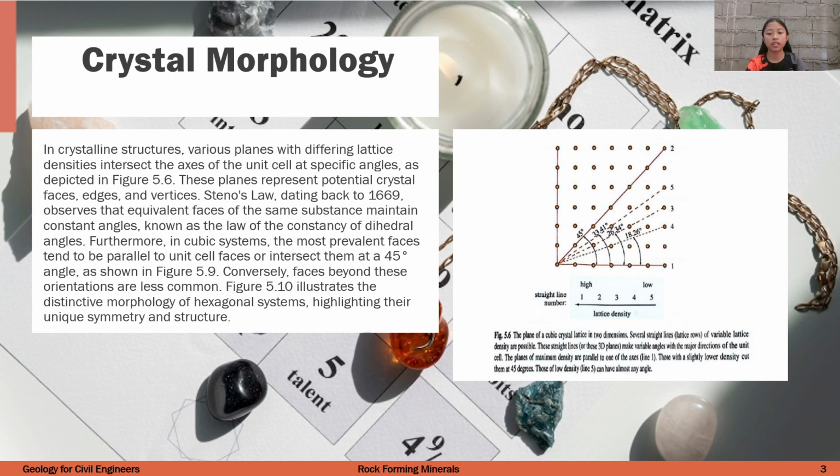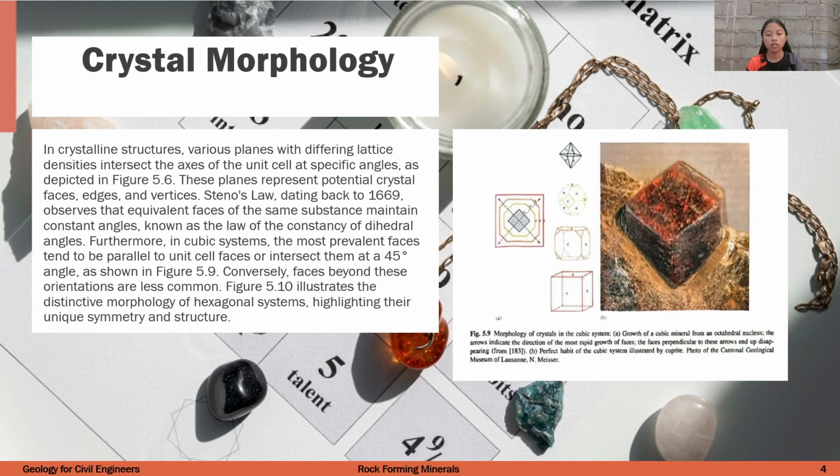As indicated in the text, ang pinaka-common daw na face orientations in cubic systems are parallel to the unit cell faces, like squares or rectangles, intersecting the unit cell faces at 45-degree angles, like triangles and diamonds, and also faces with other orientations are less frequent dahil they have higher surface energy.